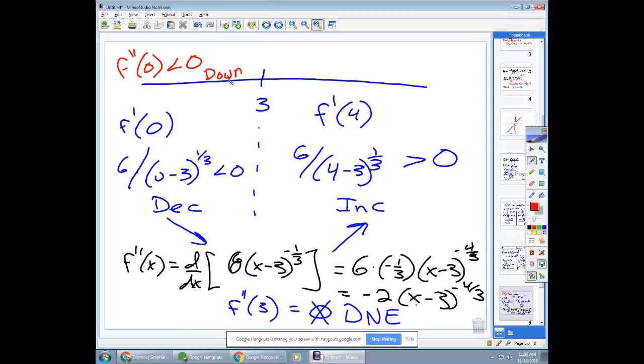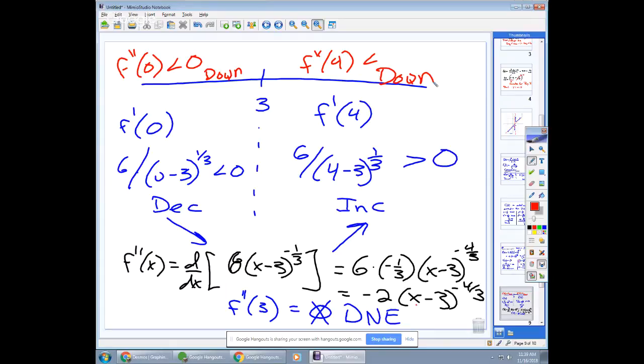On the other side, if I plug in like 4, I have a positive denominator and a negative top. It's still less than 0. This thing is concave down on both sides of x equals 3. What about at x equals 3? It's undefined. It doesn't change concavity there, though, right? Sometimes this is an inflection point. This is not an inflection point.